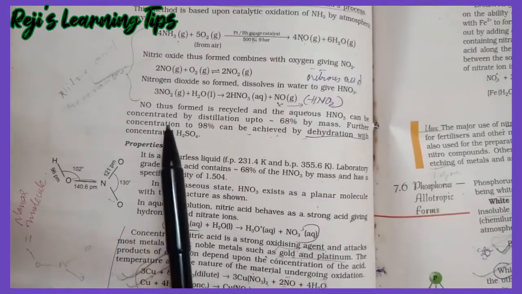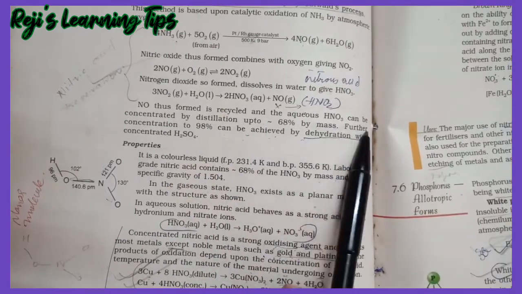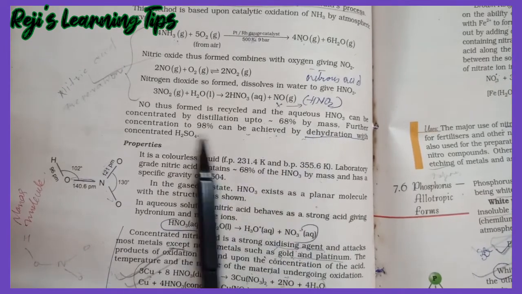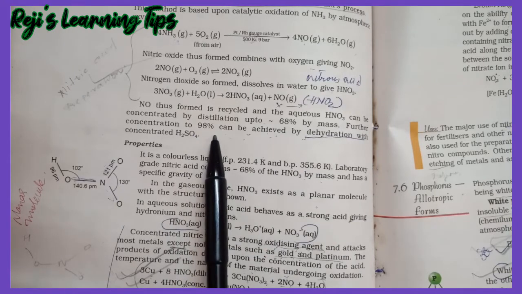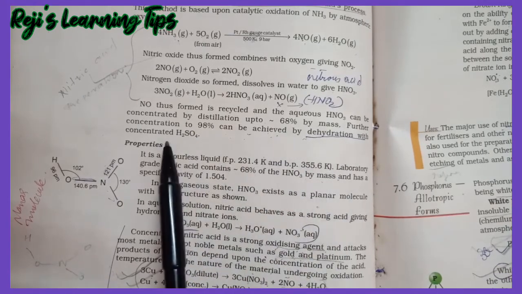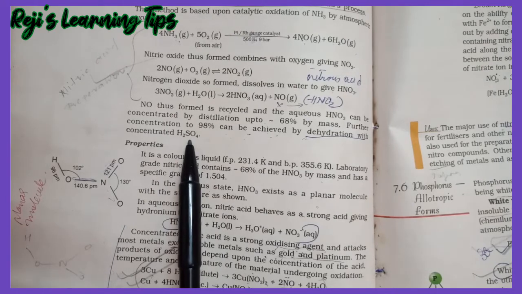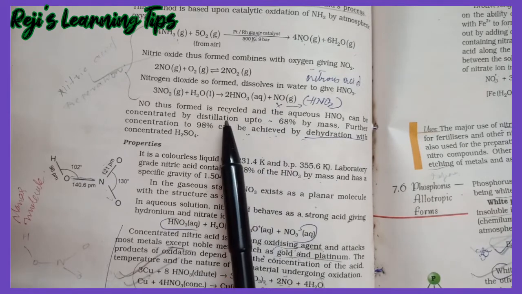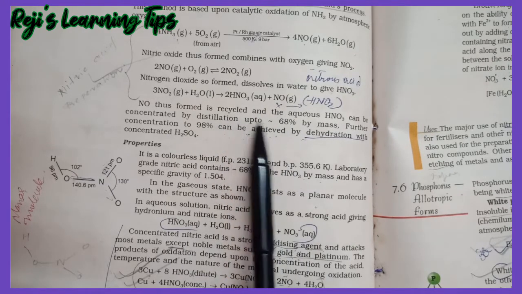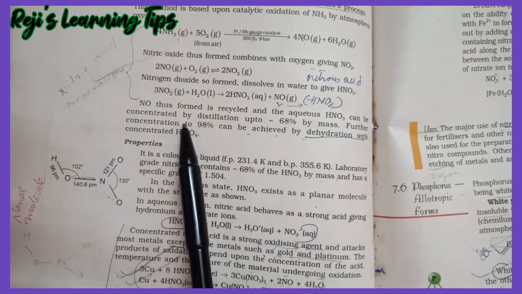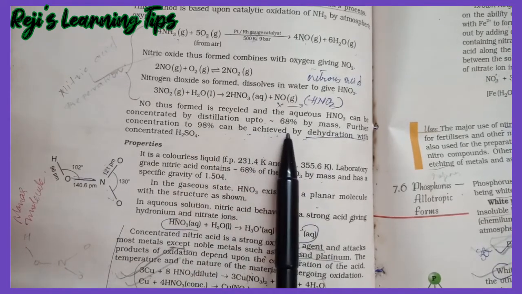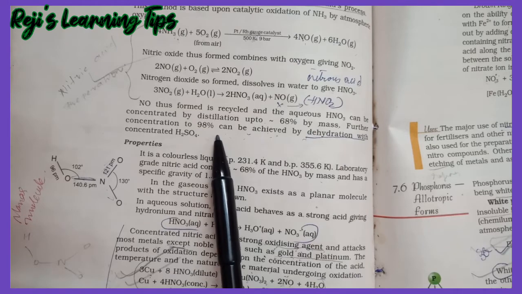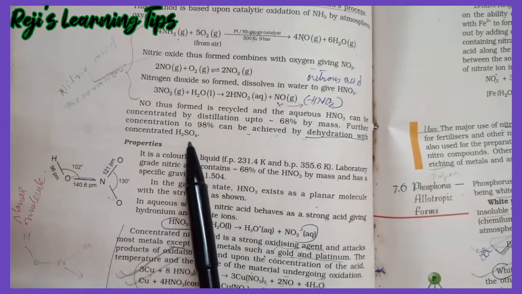Nitric oxide thus formed is recycled, and the aqueous nitric acid can be concentrated by distillation up to approximately 68% by mass. Further concentration to 98% can be achieved by dehydration with concentrated sulfuric acid.